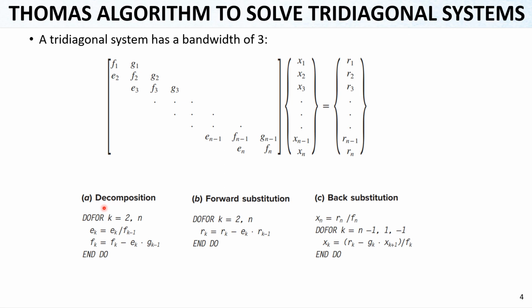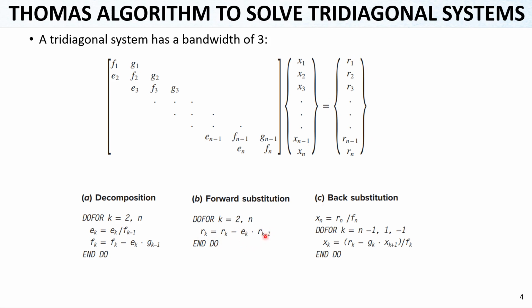When we define like this with these symbols, then we can use these pseudocodes, algorithms, to solve this. Basically, in the decomposition section, we divide Ek by Fk minus 1, then obtain the new Ek. Then for Fk, we multiply this Ek by Gk minus 1 and subtract it from Fk. With this, we obtain the decomposition. Then we will implement forward substitution, in which we use the constants, the results. So Rk will be calculated as Rk minus Ek times Rk minus 1.